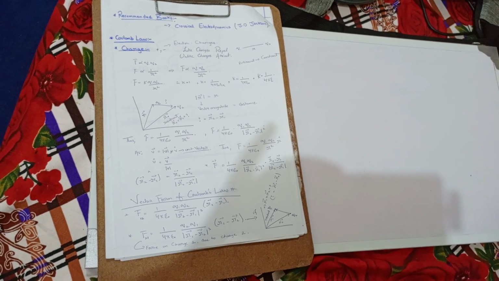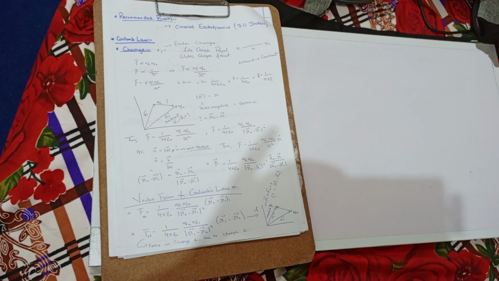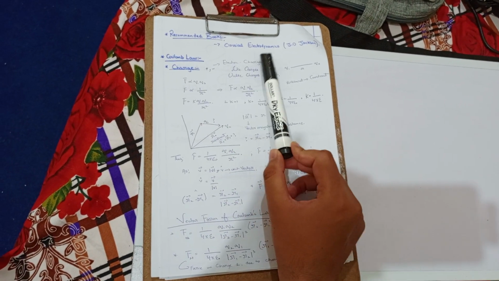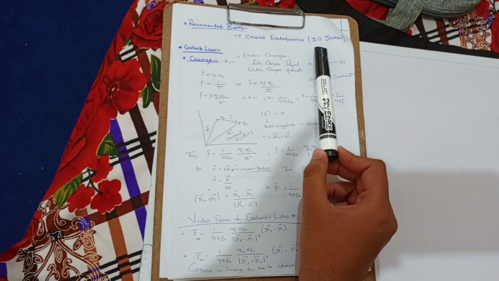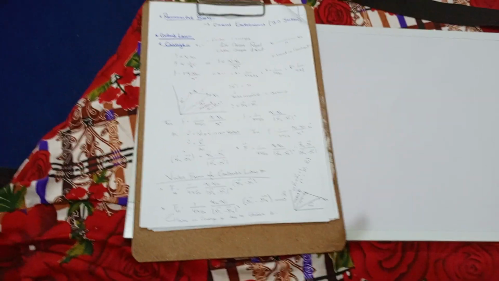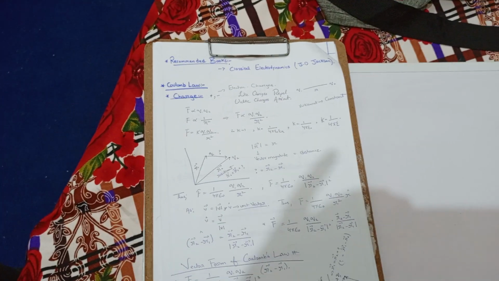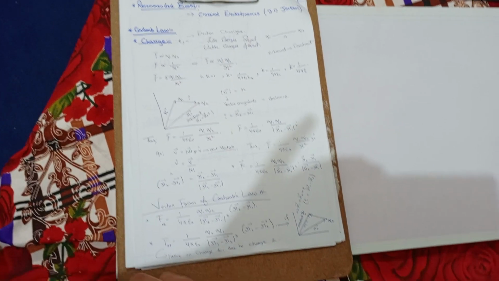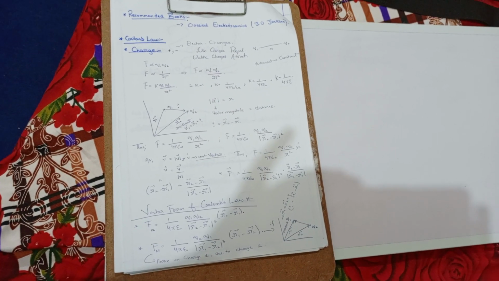So let's start. In our first lecture, our recommended book, as I showed you, is Classical Electrodynamics by J.D. Jackson. This is the recommended book which we follow, and today's topic is the basics of advanced electromagnetic fields and waves.